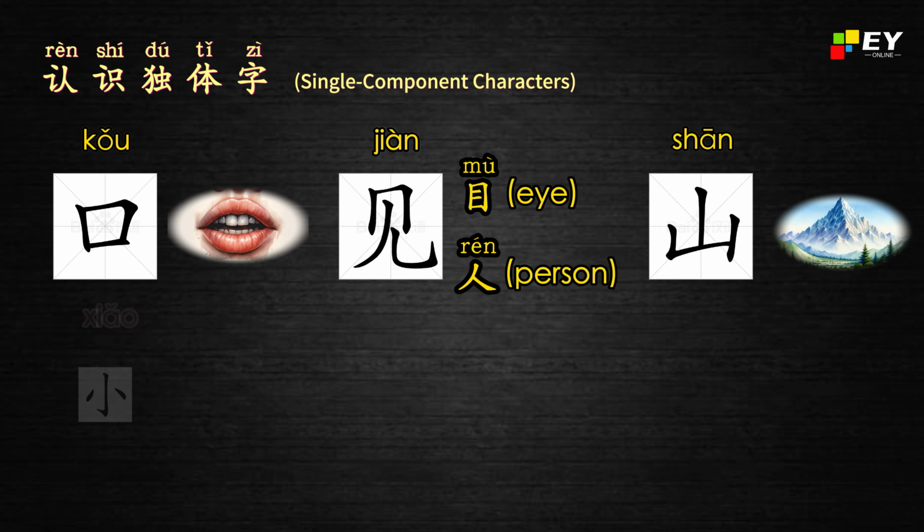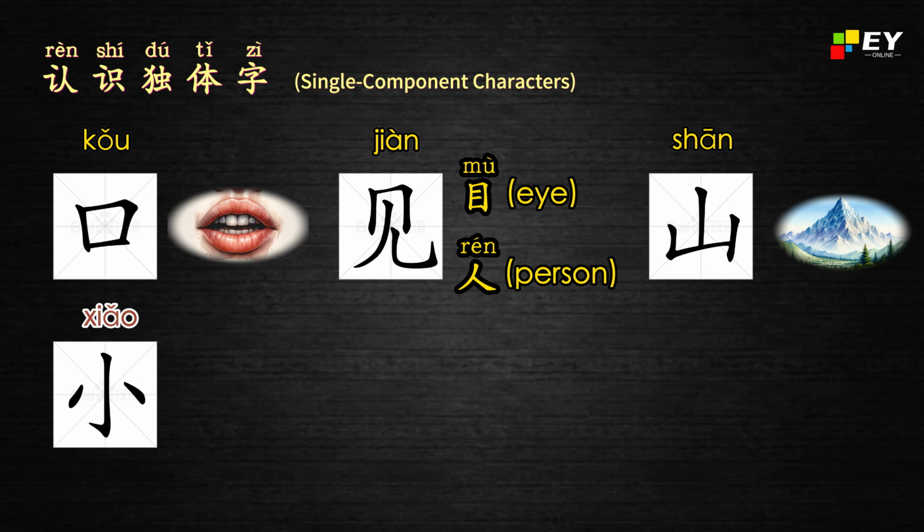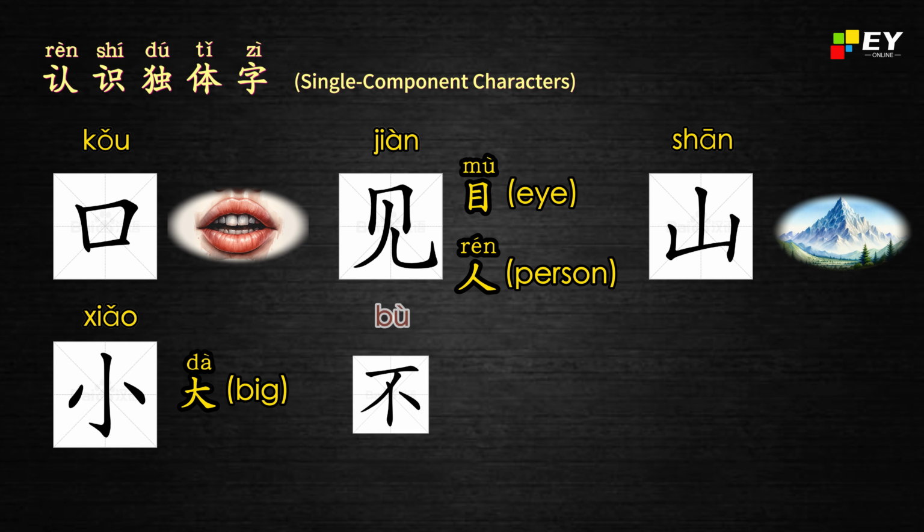山. 小. 小 was originally shaped like tiny grains of sand. Now it means small, opposite to 大. 不. 不 originally referred to a tool. Now it's a negative adverb.